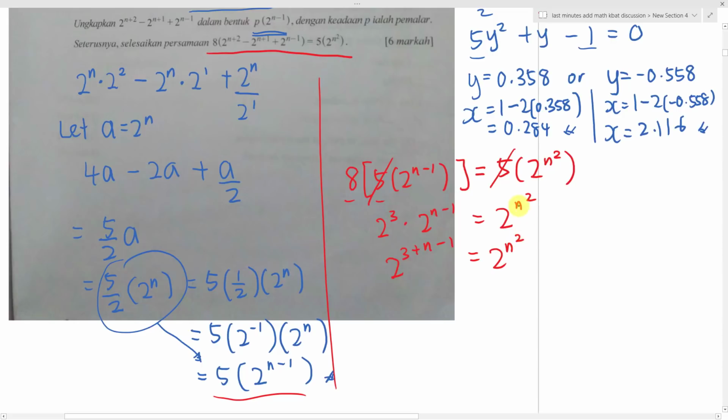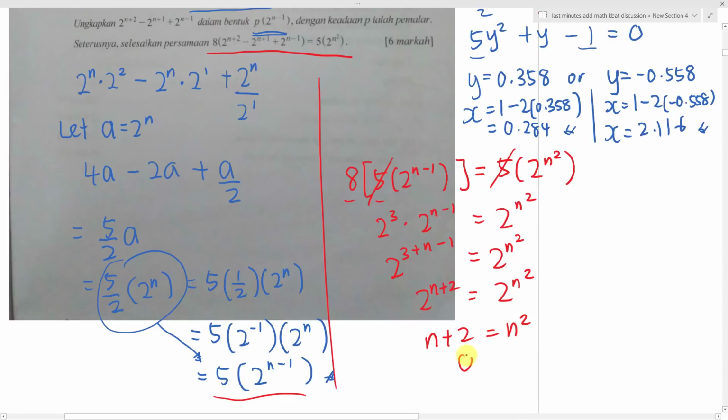Alright, this is not 2n, right? You must be very careful, this is n squared. So what happened here is 3 minus 1, you will get a 2. Alright, so this is n plus 2. So n plus 2 equals to n squared.